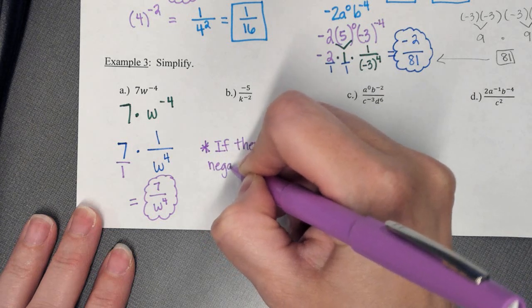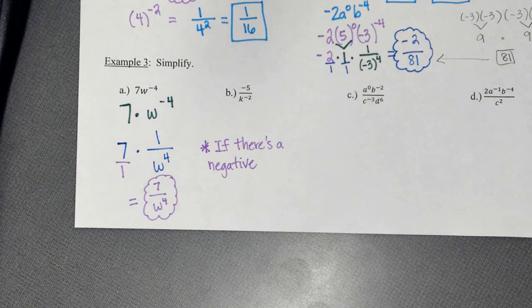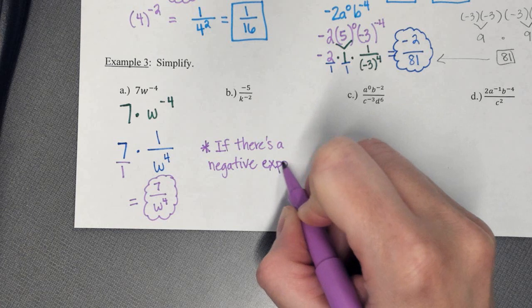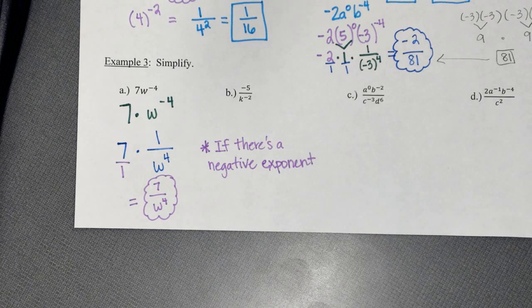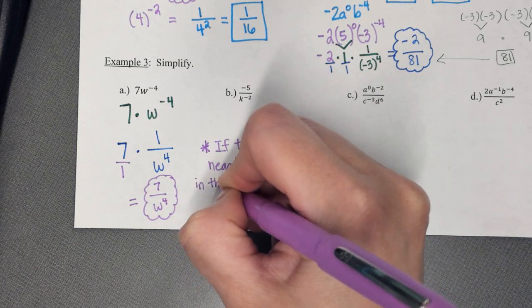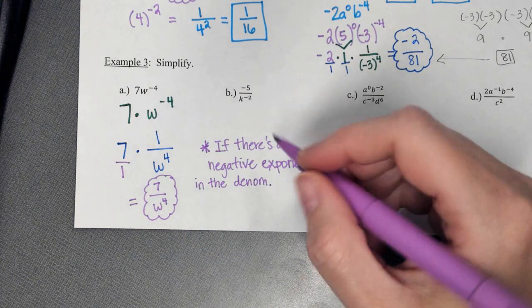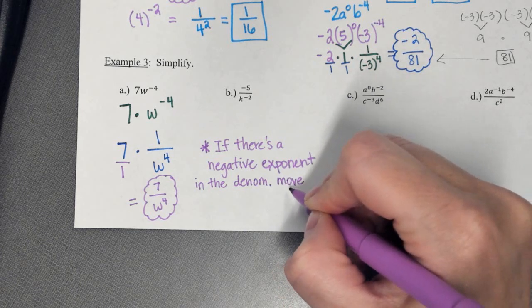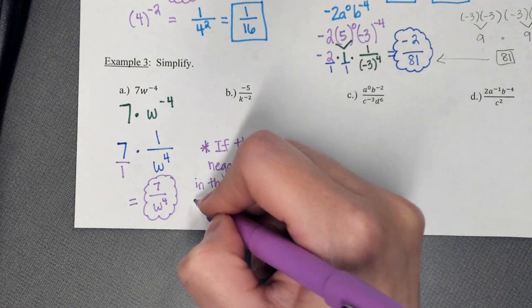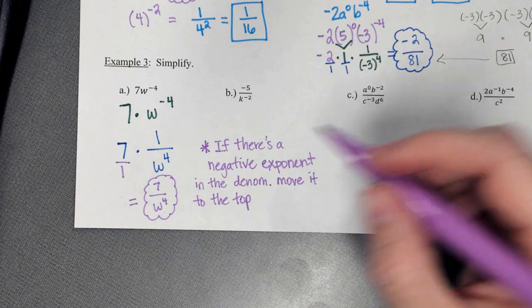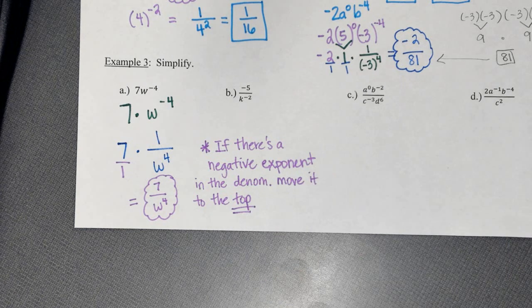Okay, so this is going to happen sometimes, so we're going to make ourselves a little note about what to do. If there's a negative exponent in the denominator, we're going to move it to the top.